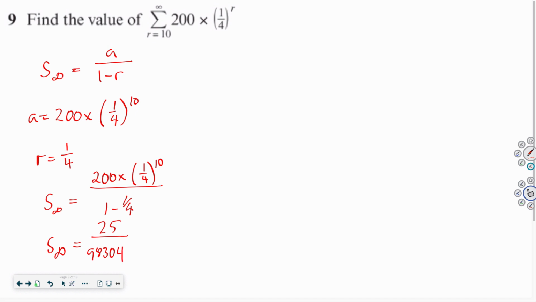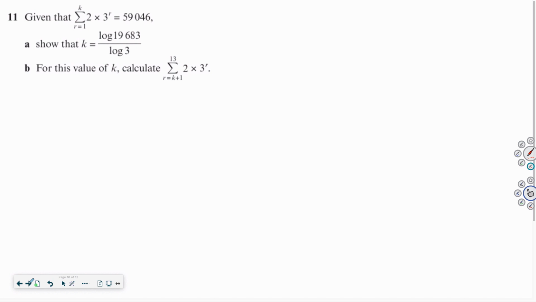Or, like in the previous example, we could have split the summation up so we get the bottom counter as 1 and worked from there. Question 11 says, given that the summation of 2 times 3 to the r from r equals 1 to k is equal to 59,046, show that k is equal to log of 19,683 divided by log of 3.